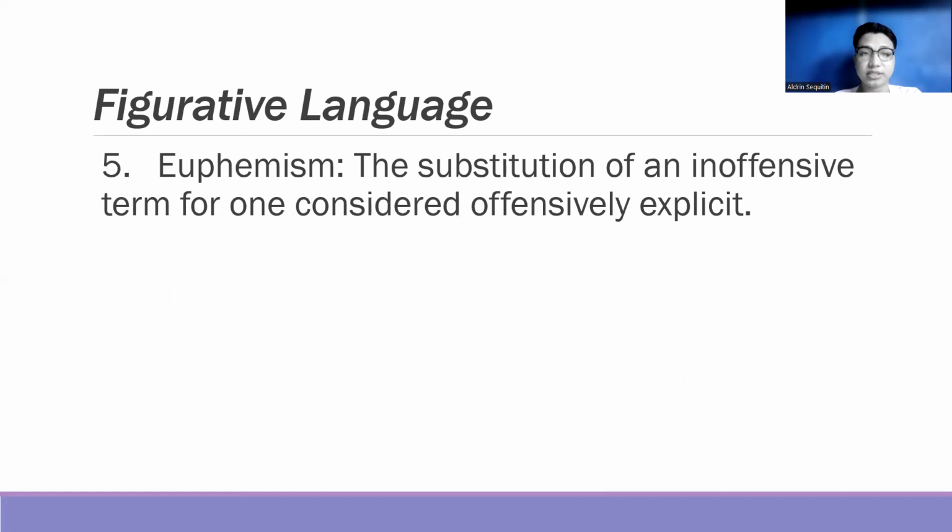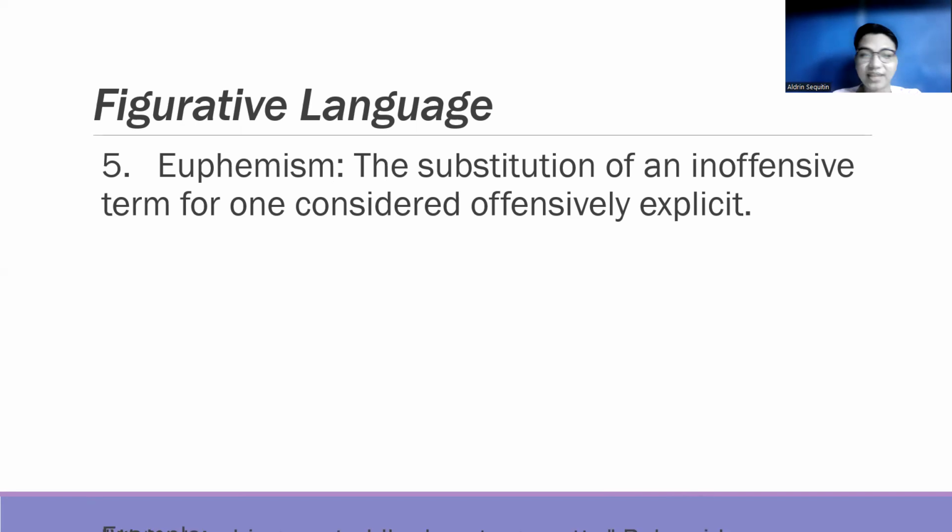And then the fifth one is euphemism. Euphemism is the substitution of an inoffensive term for one considered offensively explicit. In here, somehow we have the intention of not hurting someone with our statement. So instead of using an offensive statement, we are substituting it with an inoffensive statement. Somehow we are slightly diminishing the offensive part of our text, wanting it to become inoffensive.